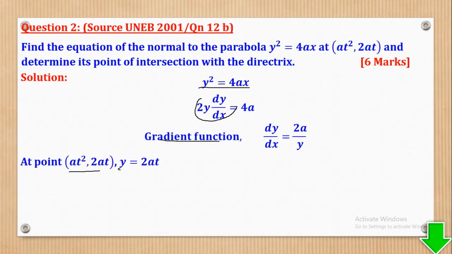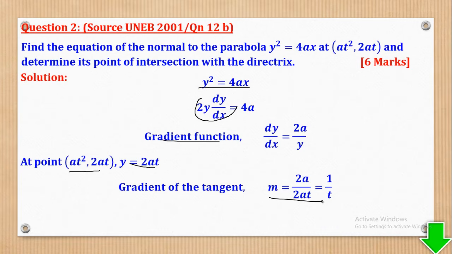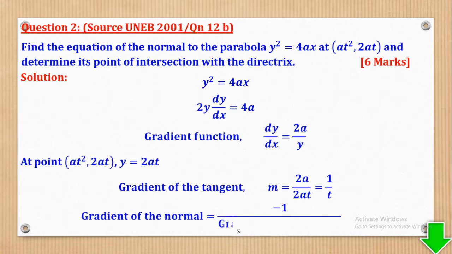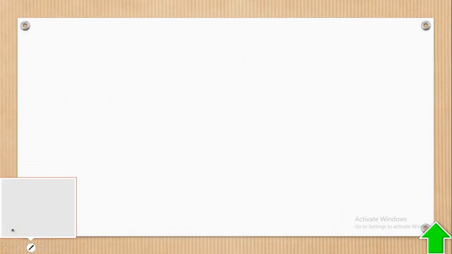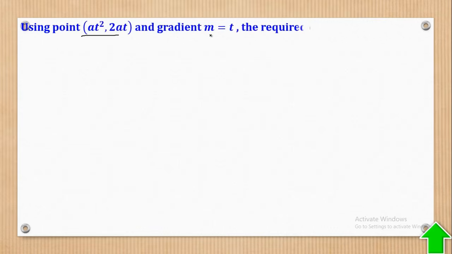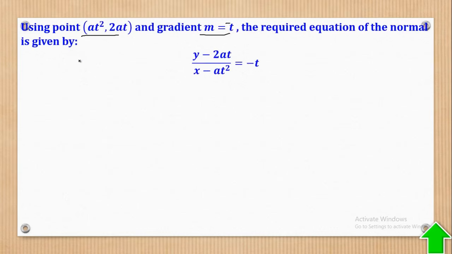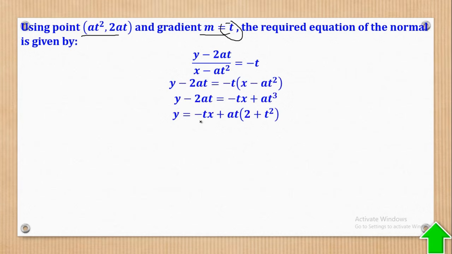Then at this point, y is equal to 2at, so substitute for y to get the gradient of the tangent at that point. Therefore, the gradient of the normal is the negative reciprocal of the gradient of the tangent, and that is negative t. Now, using this point and this gradient, so here there's a negative, the required equation of the normal will be that. So remember to put here negative. Then cross multiply, open brackets, and make y the subject.